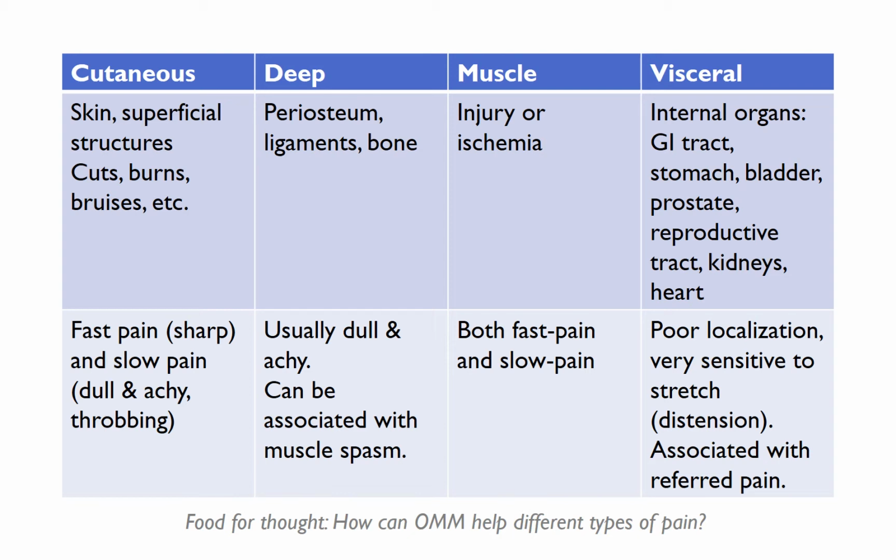Visceral organs, of course, we're talking about the abdominal cavity and the various visceral organs inside. I guess you could also include the heart and lungs in that category as well. Very poor localization, very sensitive to stretch in particular, as well as chemical compounds, and very much associated with referred pain, which is part of that poor localization process.